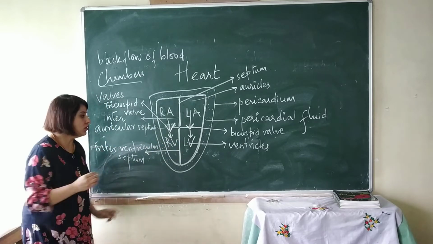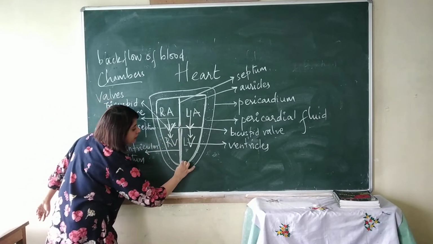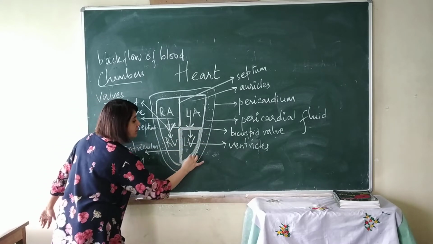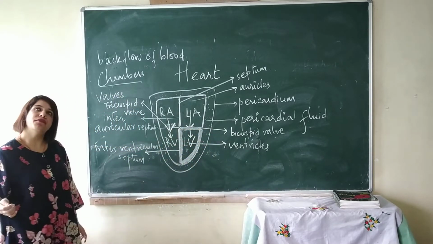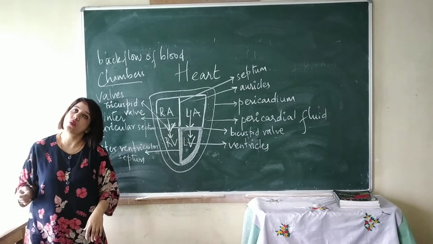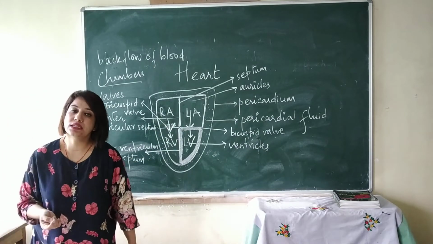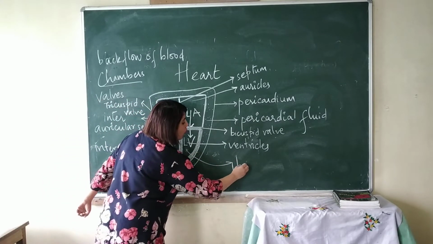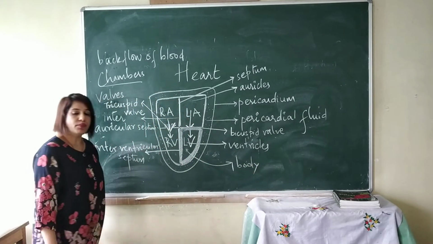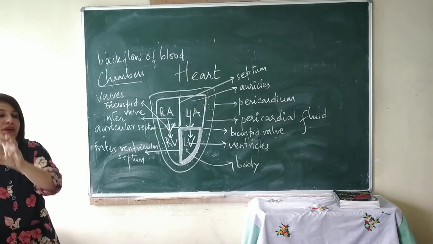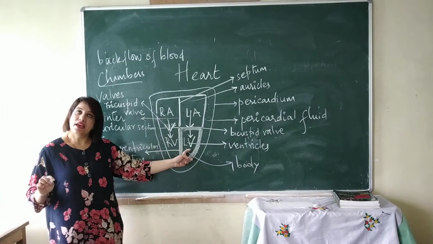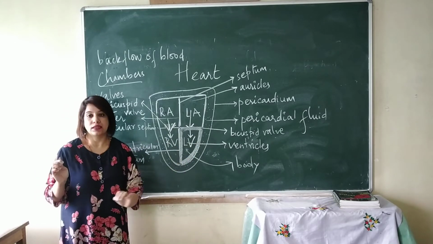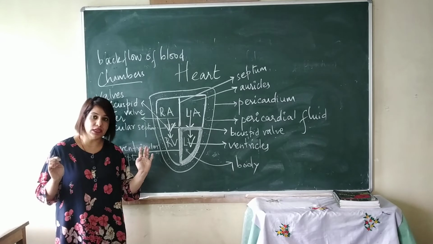Among these also, the left ventricle has the thickest wall. That means the wall of the left ventricle is very thick among all the chambers of the heart because it has to pump blood to all the parts of the body. So it requires more strength, more pressure. That is why the left ventricle has walls which are very thick. So we do up till here.